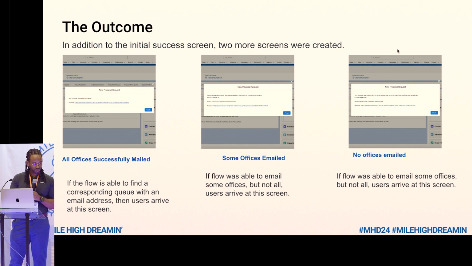And that's how we get to our second screen, where we communicate that some offices have been emailed. In addition to that, we are tracking which values are not returning an email address. And so the users have the ability to see which requested recipients aren't being found. And then lastly, the users are shown a third screen if no offices were able to be emailed.